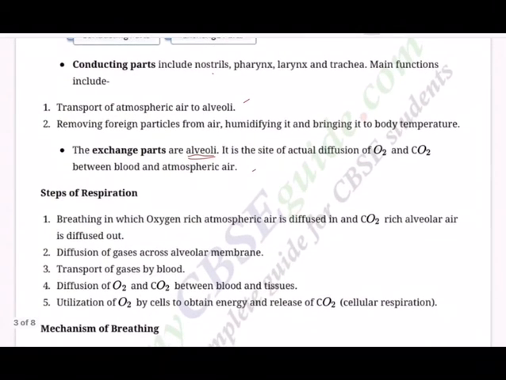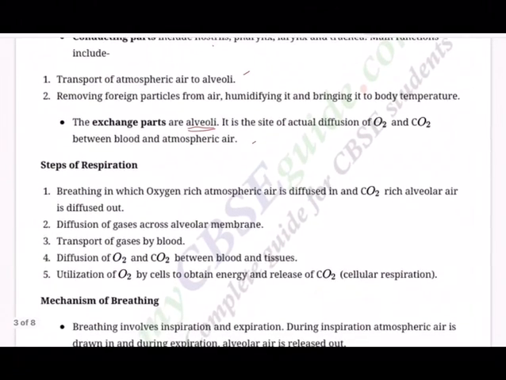What are the steps in respiration? Breathing, in which oxygen-rich atmospheric air is diffused in, and carbon dioxide-rich alveolar air is diffused out. Now, I am intentionally underlining the word diffused because it is the diffusion. Recollect from your memory what is diffusion? Movement of gaseous particles from higher concentration to lower concentration.